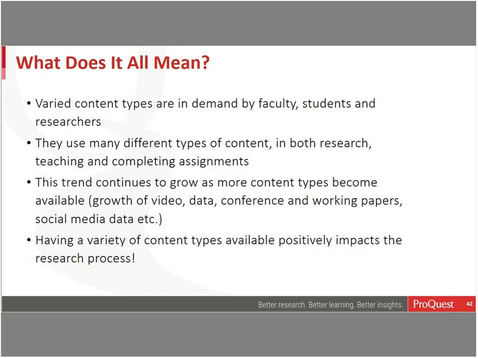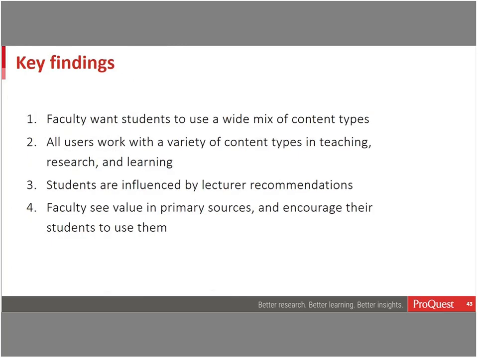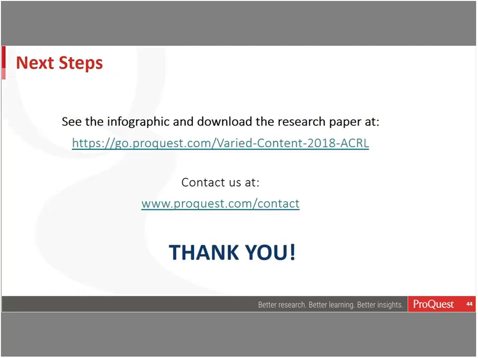But certainly having different content types has very positive impacts, not only in the research and the outcome itself, but on the research process. So again, just to reiterate what our key findings have been, and what we started out with were faculty want students to use a wide mix of content. All users work with a variety of content in their teaching, research, and learning, and students are certainly influenced by what their lecturer recommends to them to use. And faculty see value in primary sources and encourage their students to use them for a variety of reasons, but most overwhelmingly for that important critical thinking skill development, which serves them, as we saw, well beyond the classroom and into their future life.